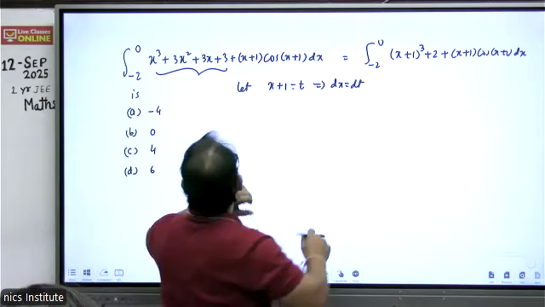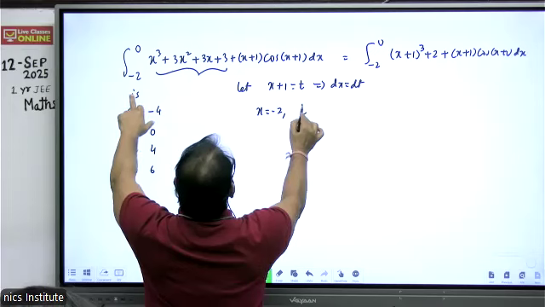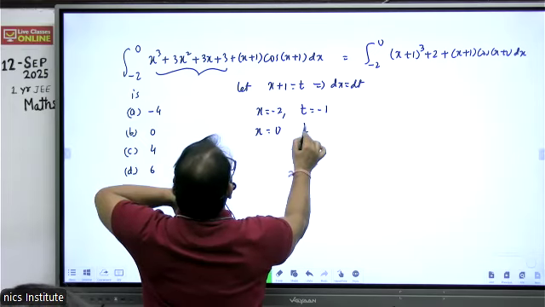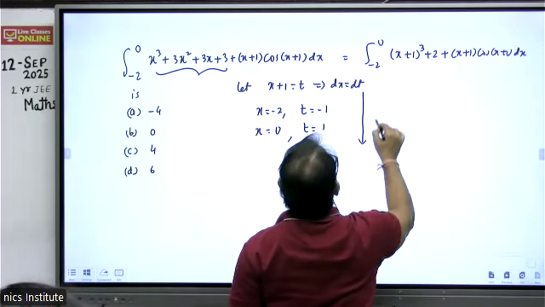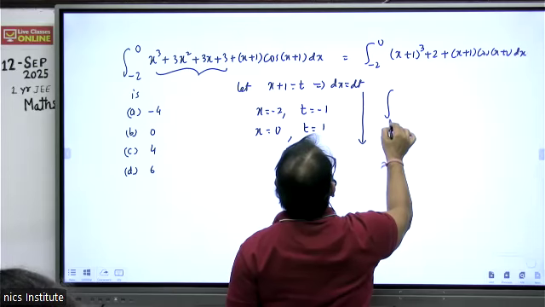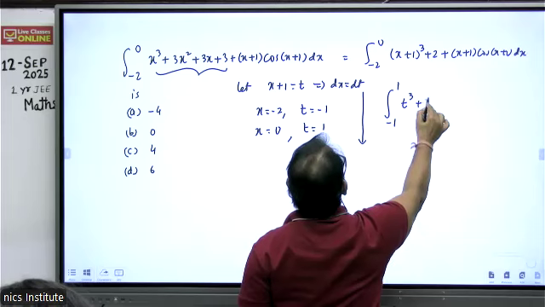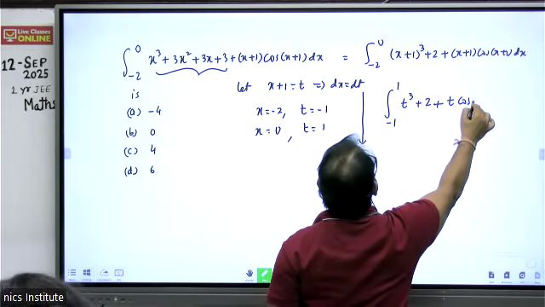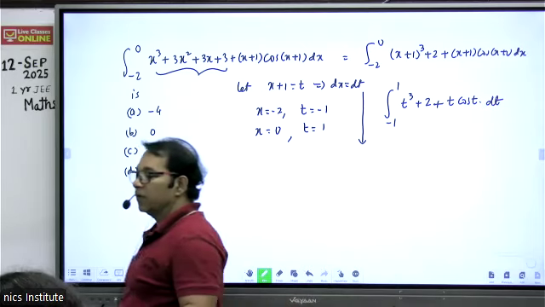Now I put the limit. When x is minus 2, what will be t? t would be minus 1. And when x is 0, t would be 1. So this question now reduces to minus 1 to 1, t cube plus 2 plus t into cos t. So this question has become so simple.